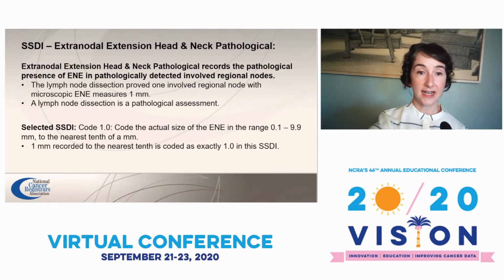The next SSDI is extranodal extension head and neck pathological, which records the pathological presence of ENE in involved regional lymph nodes. The lymph node dissection proved one involved regional node with microscopic ENE measuring 1 millimeter. A lymph node dissection is a pathological assessment, so the selected SSDI is code 1.0. The actual size of the ENE in the range 0.1 to 9.9 millimeters, recorded to the nearest tenth of a millimeter. 1 millimeter recorded to the nearest tenth is coded as exactly 1.0 for this SSDI.